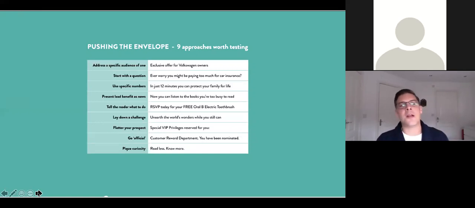On a similar line, I suppose, what we say about going official can often work well as well. So if you're sending someone a discount, if you make the envelope look like it's come from a particular department and that this discount has been officially allocated, and you design the pack to give it this sort of look of officialness, that can be very, very powerful.